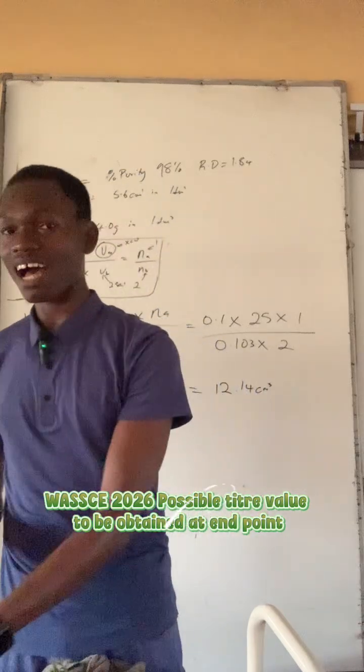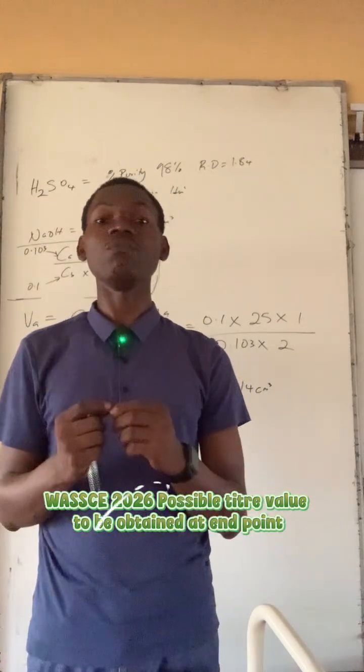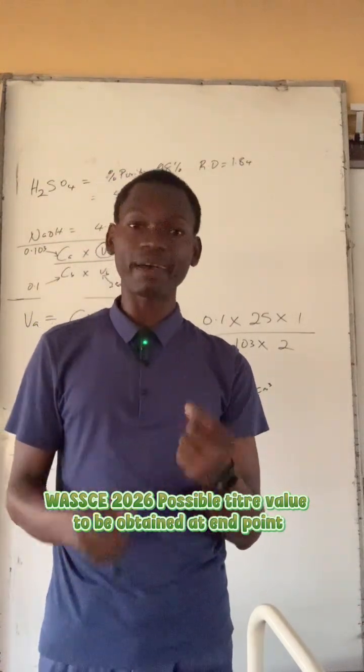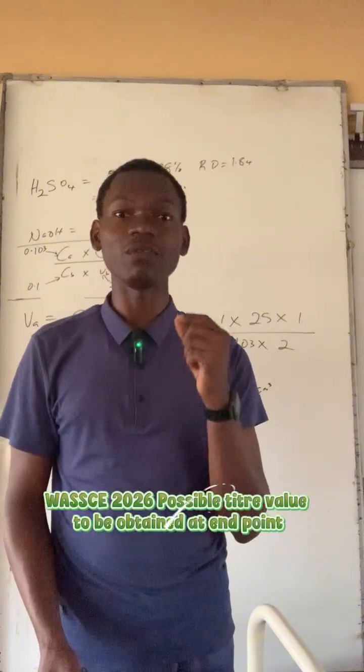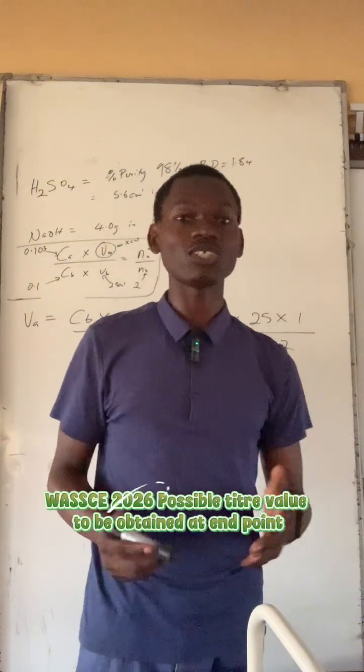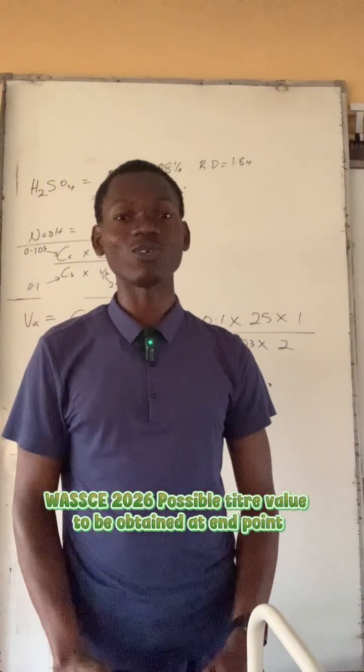So this is the average volume of acid that will be neutralized by 25 cm cube of the base, based on the information and the concentration given to us for this year.